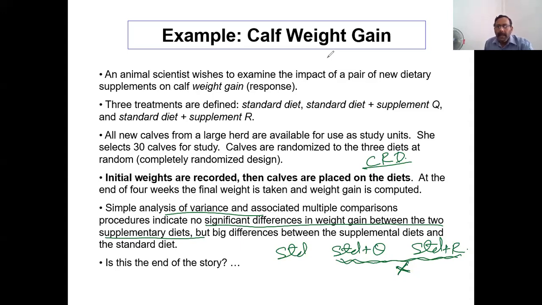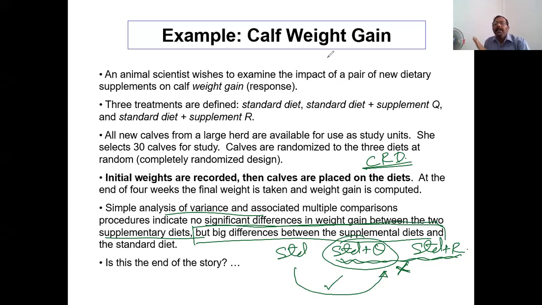Right? But look at the second sentence. There's a difference between the supplementary diet and the standard diet. If you compare this and this together, then there's a difference. That is the result we are getting. So in this normal CRD analysis, we obtain the result saying that there's no difference between these supplementary diets, but there's a difference between the standard diet and the supplementary diet. That is the result. Right?